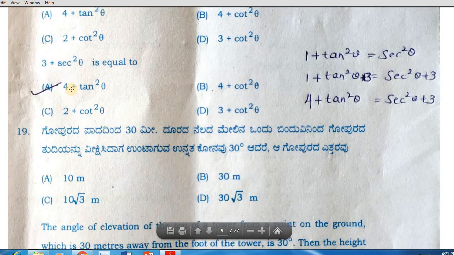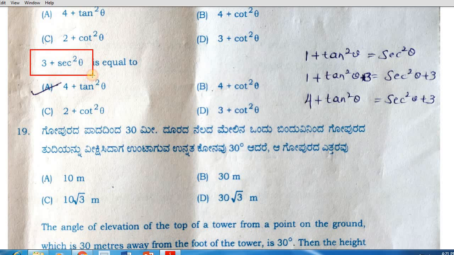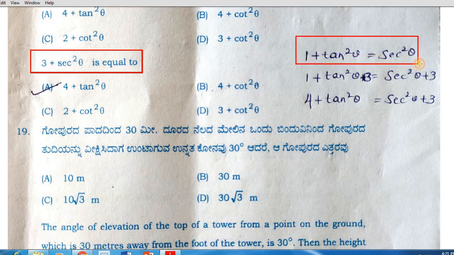Question number 18, children. 3 plus sec squared theta is equal to. So this we want to solve by using the trigonometric identity, that is 1 plus tan squared theta is equal to sec squared theta. See what value they have given here, 3 plus sec squared theta, isn't it? So it means here on the right hand side they are adding 3. That's why here I added 3. See, whenever you are adding something to any one side, on the other side also you have to add the same thing.